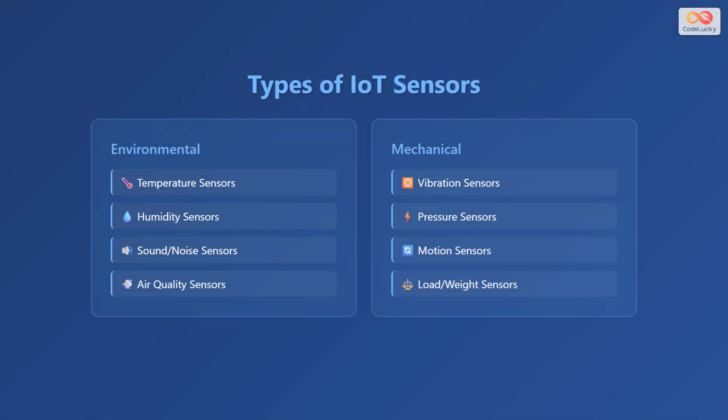Types of Internet of Things sensors. We can classify them into environmental sensors such as temperature sensors, humidity sensors, sound or noise sensors, and air quality sensors. The second category is mechanical sensors such as vibration sensors, pressure sensors, motion sensors, and load or weight sensors.